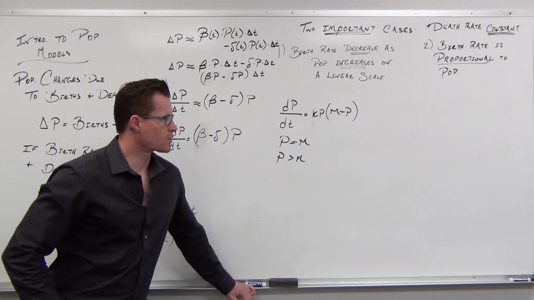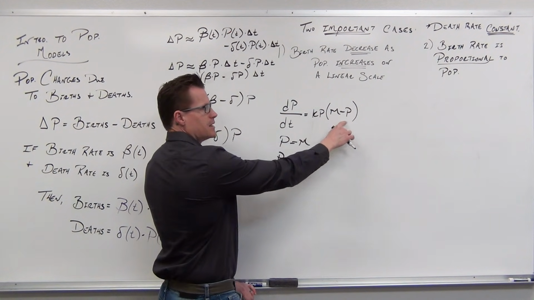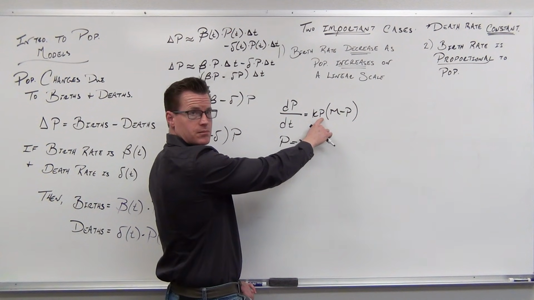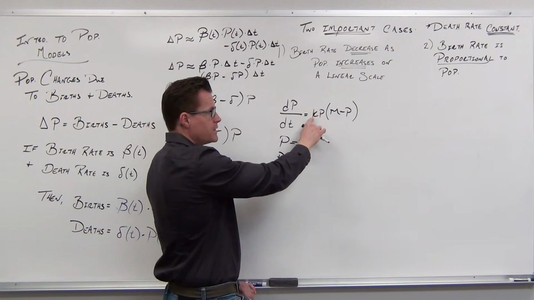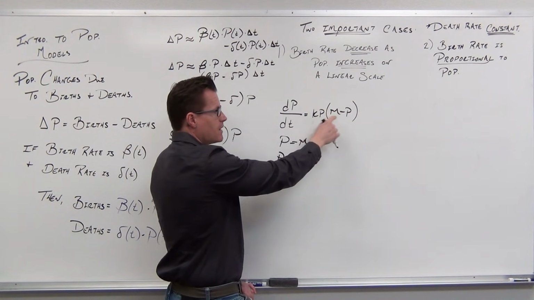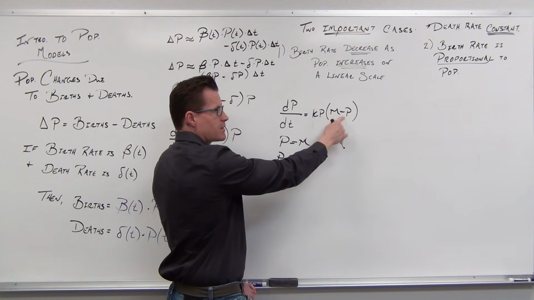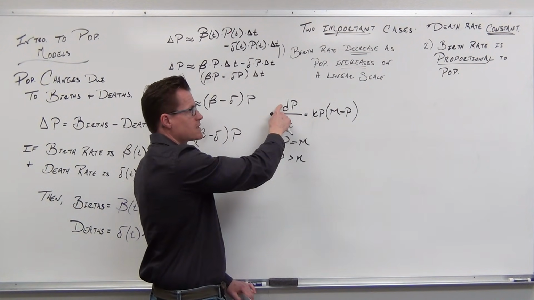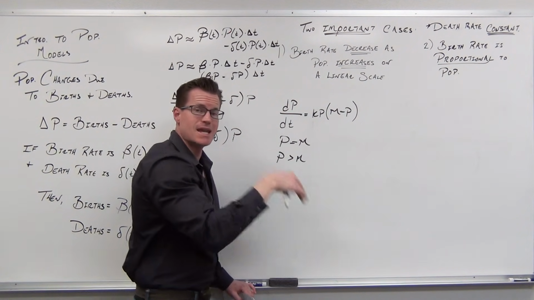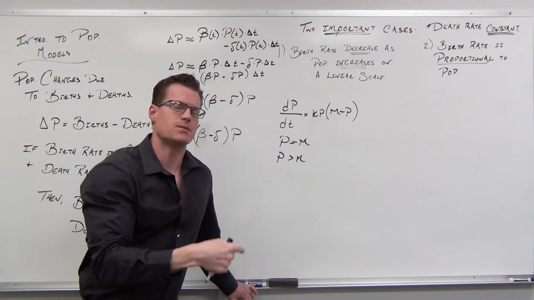Well, if P is more than M, you get this negative. Do you see that? If that's negative, this is positive. That's population. This is positive. We held that to be a positive constant. Then that would be a negative. If P is greater than M, that's a negative. That means the rate at which your population is changing with respect to time is negative. That would be a declining population.